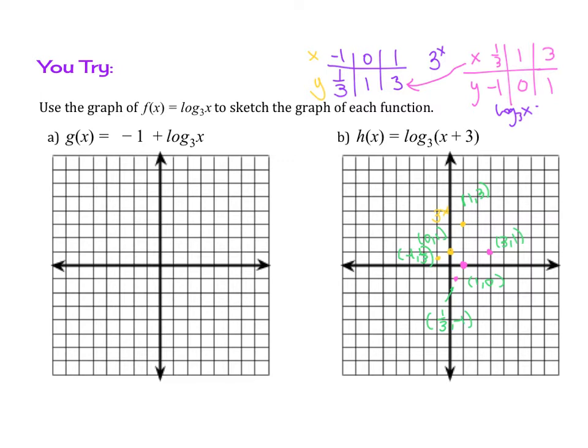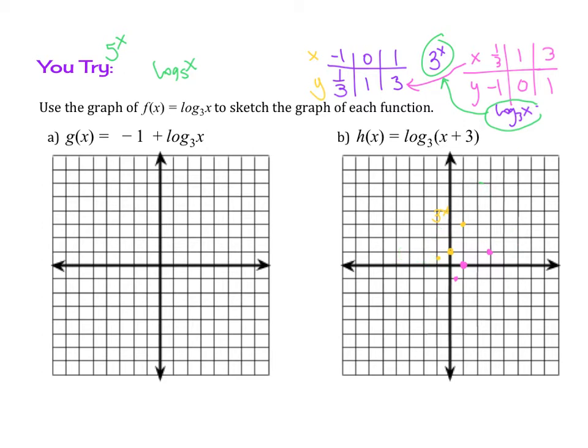So if you're having trouble graphing log, just graph the exponential, the inverse of it, so 3 to the x. For example, if you're given log base 5 of x, then you're going to want to graph the exponential 5 to the x, and then flip those points. Okay, so I'm going to finish graphing these, so let me erase these points here.